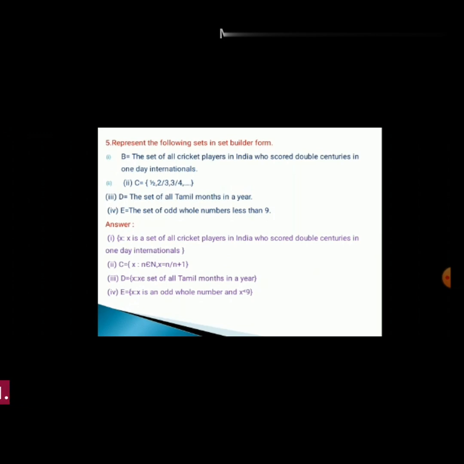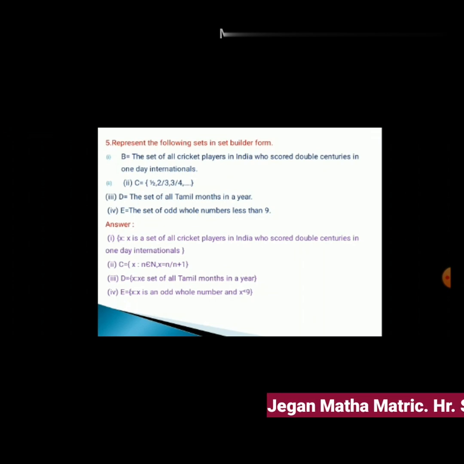In the second one, C set is equal to 1 by 2, 2 by 3, 3 by 4. Which type is this? This one is roster form because it lists out the elements. We change it into set builder form. So C set is equal to x such that n belongs to natural numbers and x is equal to n divided by n plus 1. We substitute n as 1, 2, 3, and we get the answer 1 by 2, 2 by 3, 3 by 4.